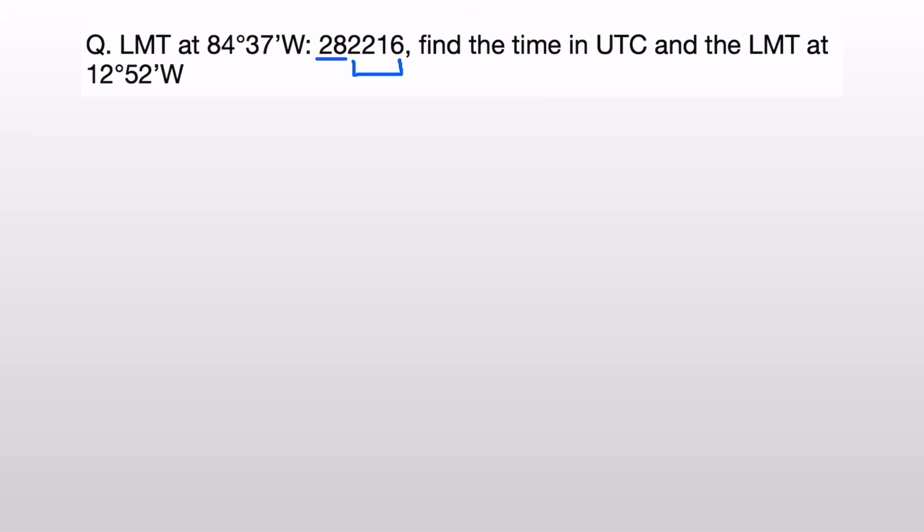So on 28th, we're talking about 10:16 p.m. Perfect. So in this question, we have to find the UTC and the LMT at some other place. So we break this question into 2 parts. First part, we'll find the UTC. So how to begin questions like this? Just write whatever information you have. So we know the LMT is 2216 on 28th. Now what is the longitude? So the longitude is 84 degrees 37 minutes west. Perfect. What do we need to find? We need to find the UTC.